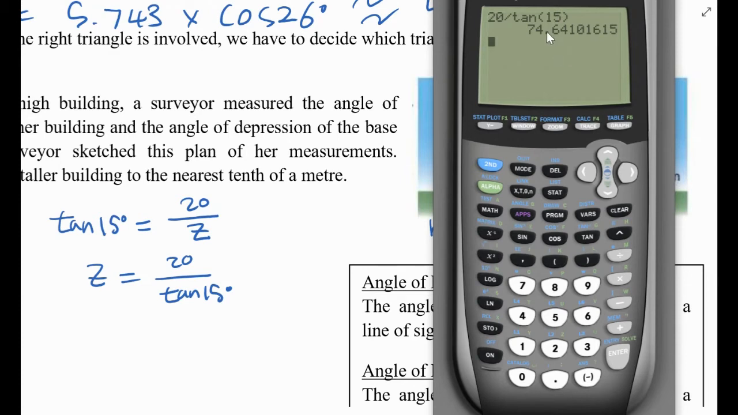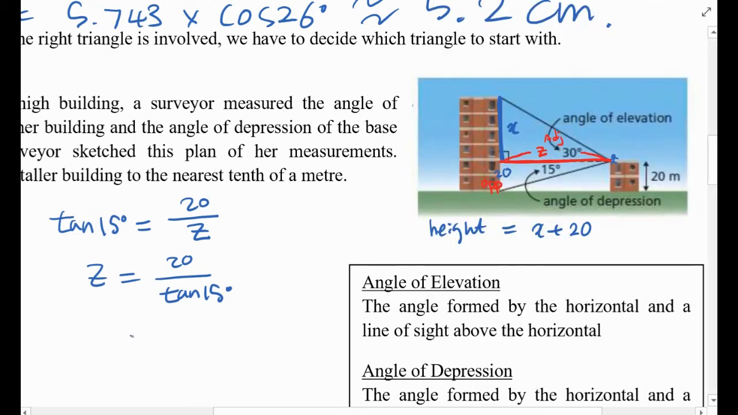So we're going to keep 3 decimal places for now. So that is about 74.641. And now we know z is 74.641. We're going to find x.